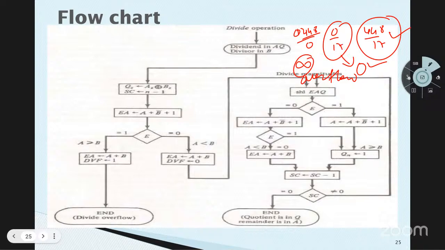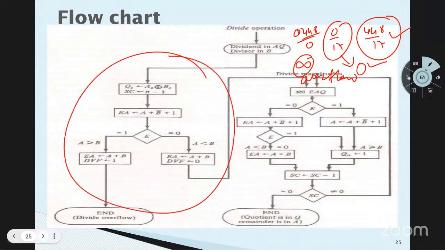So before performing the division operation, you can check whether both operands are non-zero or 0. If any one operand is 0, then you can check the condition: is it something by 0 or 0 by something? 0 by something, the result is 0. Something by 0, then the result is infinity. Without performing the division operation, conclude the division process. Why? To save the processor time. To save the processor time, we are using this block.